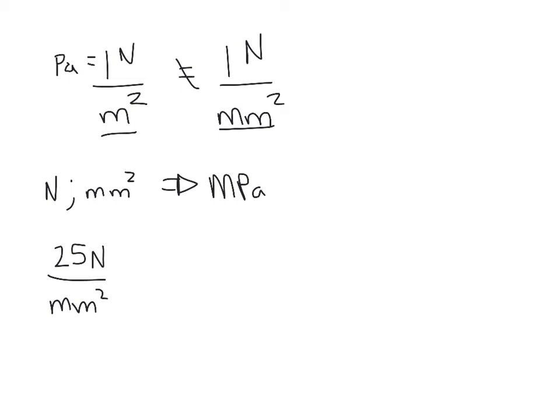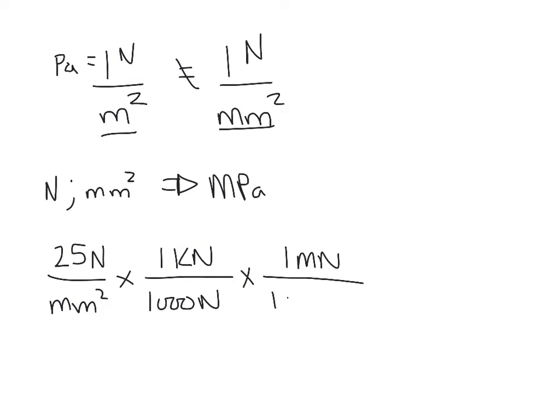And to do that, or to get megapascals, I first need to multiply the kilonewtons by 1,000 newtons. So there's 1,000 newtons here in the denominator, which will cancel out to the newtons on the numerator over here. And the 1 kilonewton will remain on top. Now I need to get that into meganewtons. So 1 meganewton has 1,000 kilonewtons. Now that'll get me into meganewtons.